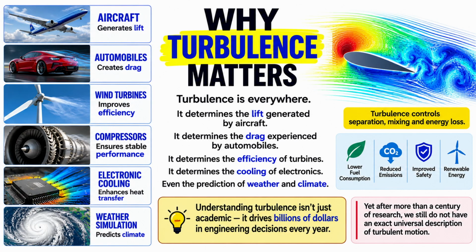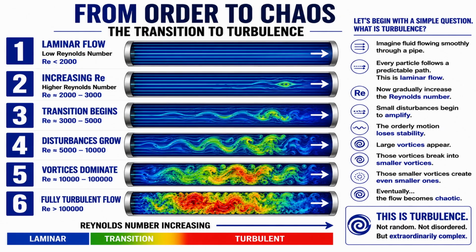Turbulence is everywhere. It determines the lift generated by aircraft, the drag experienced by automobiles, the efficiency of turbines, the cooling of electronics, even the prediction of weather and climate. Understanding turbulence isn't just an academic exercise, it influences fuel consumption, emissions, safety, renewable energy, and billions of dollars in engineering decisions every year. Yet, despite more than a century of research, we still don't possess an exact universal description of the turbulent motion. Let's begin with a simple question.